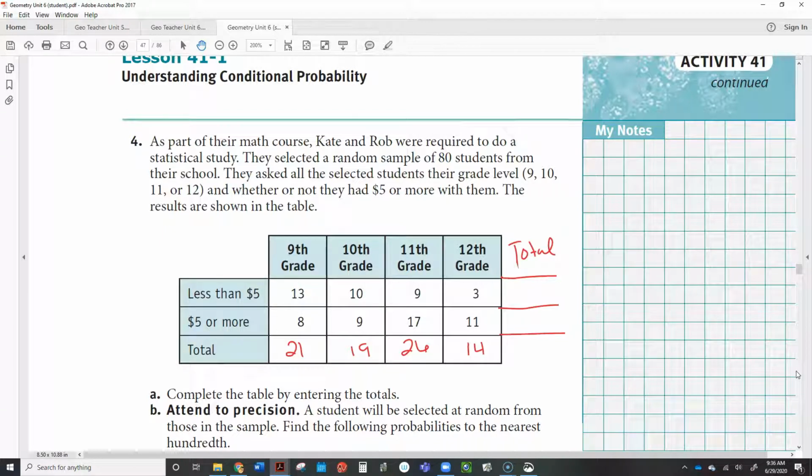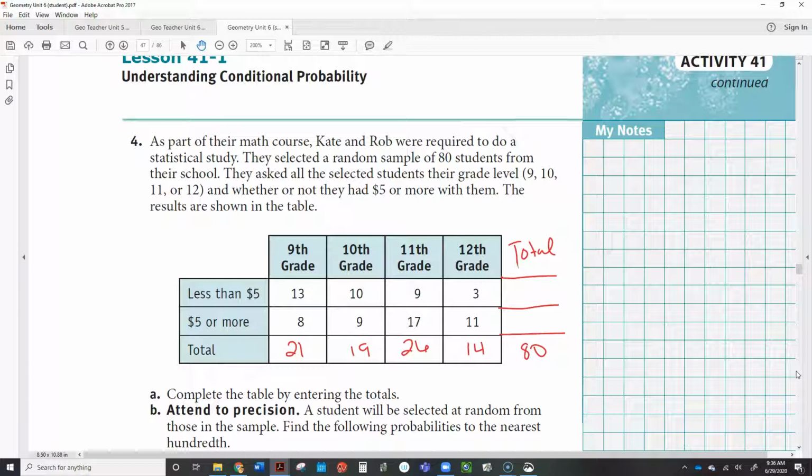It says as part of their math course, Kate and Rob are required to do a statistical study. They selected a random 80 students from their school, so I know this number right here should be 80. And then you could get a total right here. Again, I don't know that I need that, but I might. So I'm going to go ahead and do it.